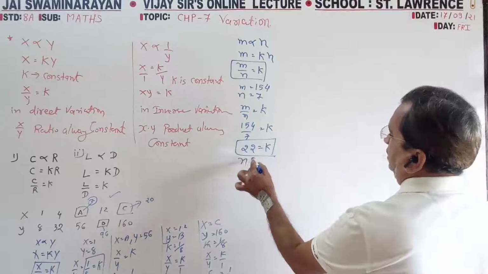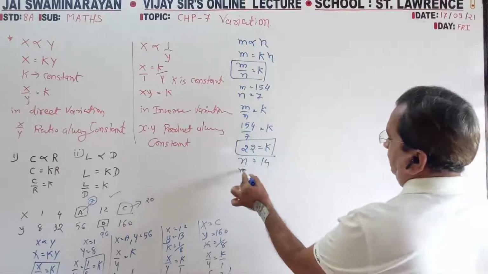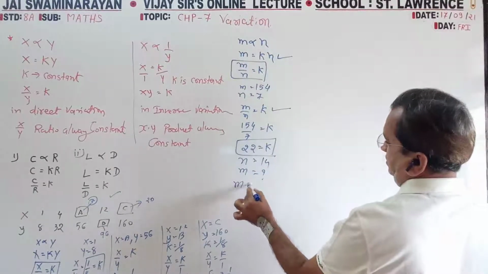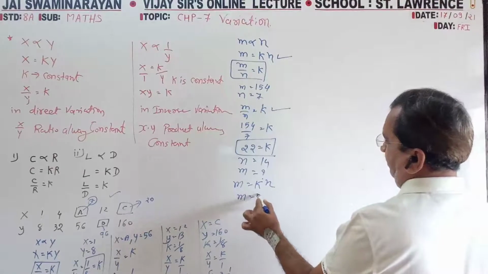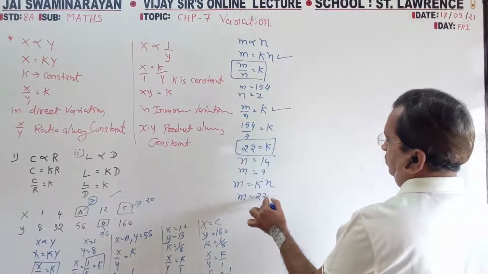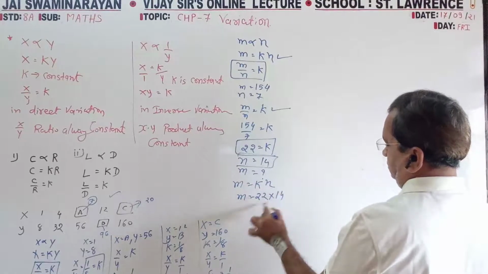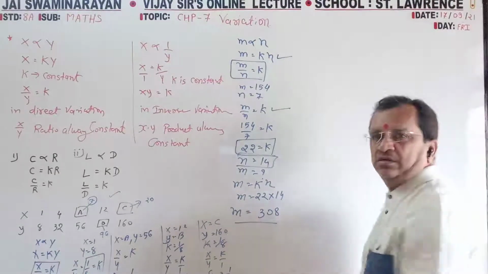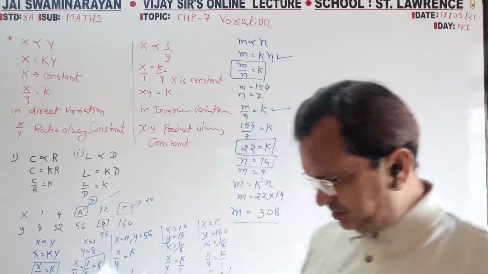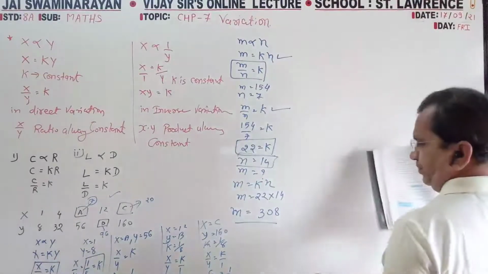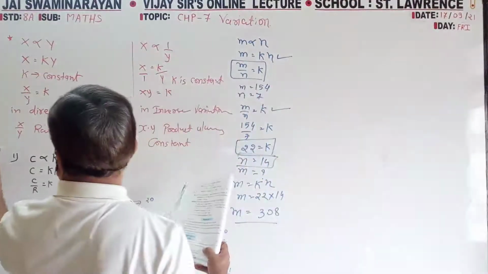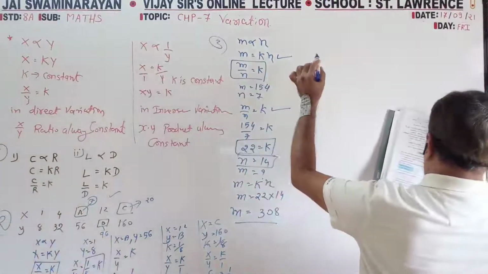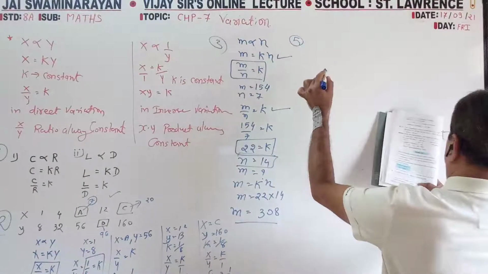Now N is 14. Find out M. Our formula is this, or this you can write. We want M. K is 22. N is 14. When M is this, N is this. This is the first question. This is the second. Overall, full table 3. 4 is not there. 5.